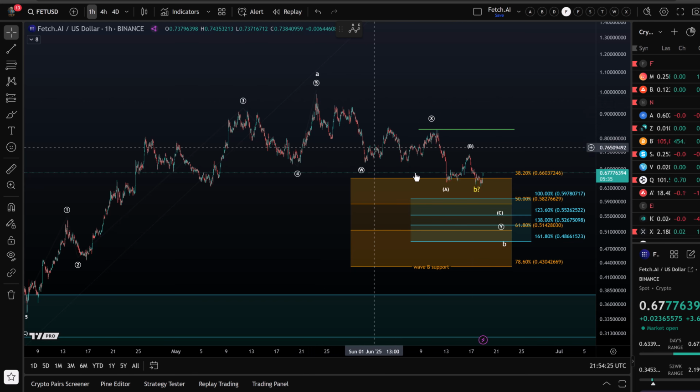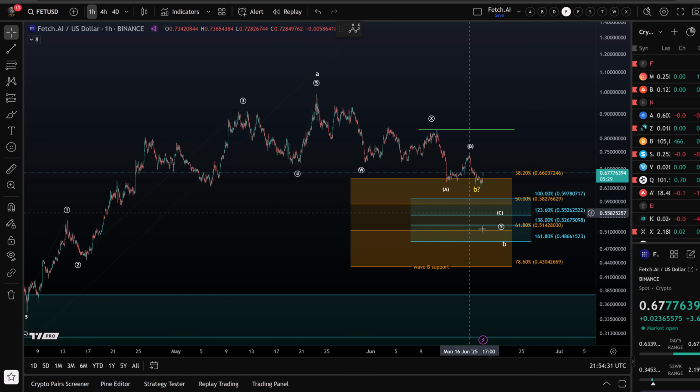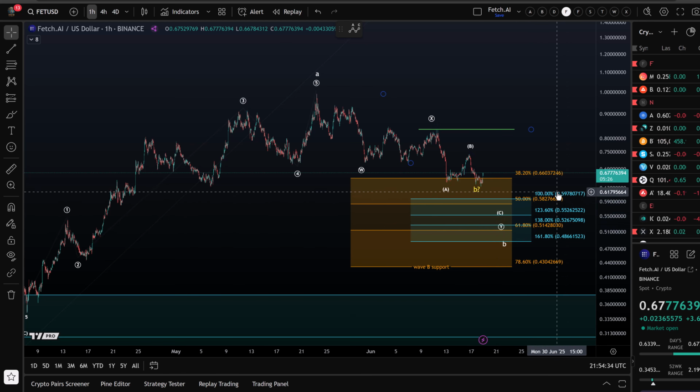Based on the microstructure in this correction, I'm still tracking, and that's unchanged, a correction and potential target area here between 59.7 cents and 48.6 cents. This is the target that I'd like to see reached in this C wave to the downside.